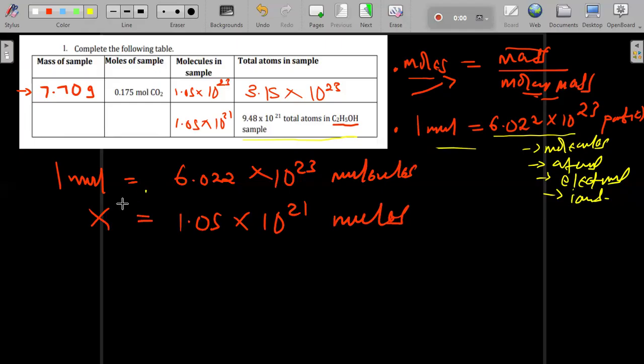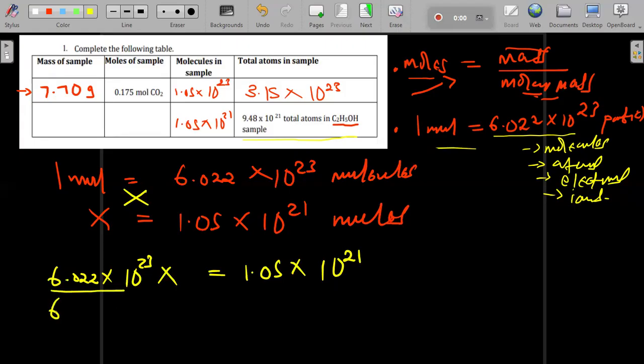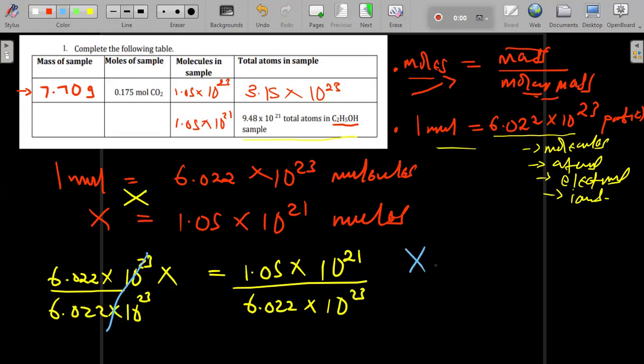So simply cross multiply. We are going to have 6.022 multiplied by 10 to the power 23x is equals to 1.05 multiplied by 10 to the power 21. We want to find the value of x, so we divide by 6.022 multiplied by 10 to the power 23, even this side. On the left-hand side, this is going to cancel, so we are just remaining with x is equals to this division.